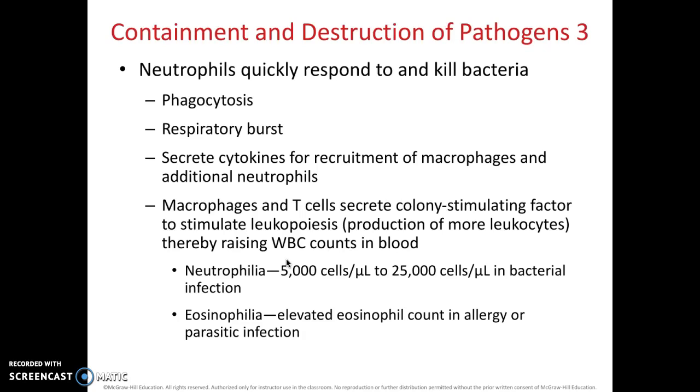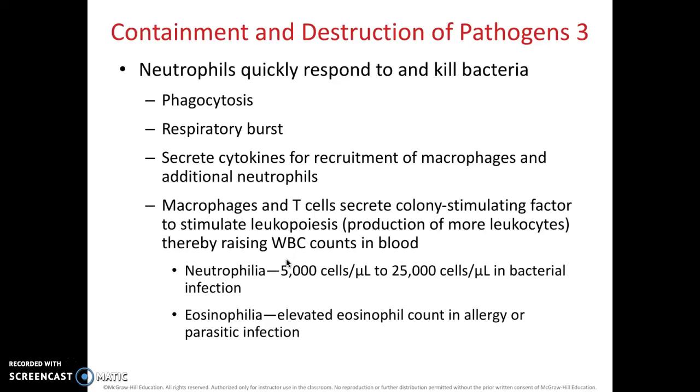So neutrophils are quick responders to bacteria, and they're aggressively antibacterial. That's because they're able to phagocytize the cells. They also have what's called a respiratory burst, which means that they create antioxidant chemicals that cause the bacteria to burst. They also secrete cytokines to recruit macrophages and more neutrophils. When that happens, the macrophages and T cells will secrete colony stimulating factors that stimulate leukopoiesis, which is the production of more leukocytes, and that then raises the white blood cell count in blood.